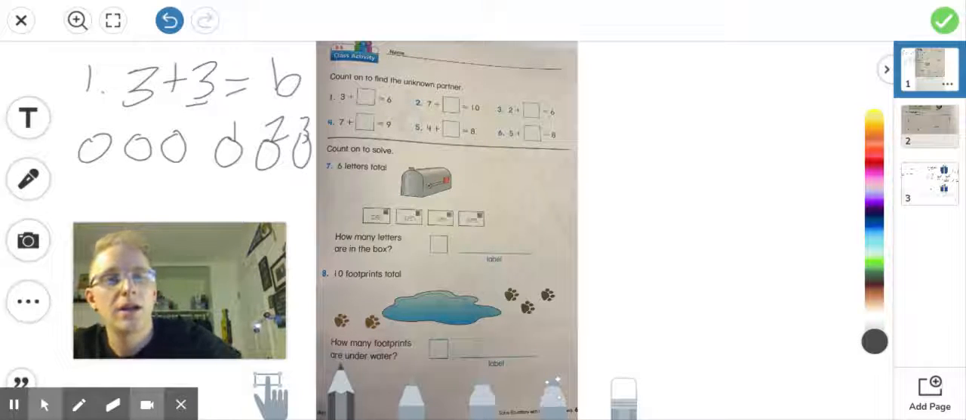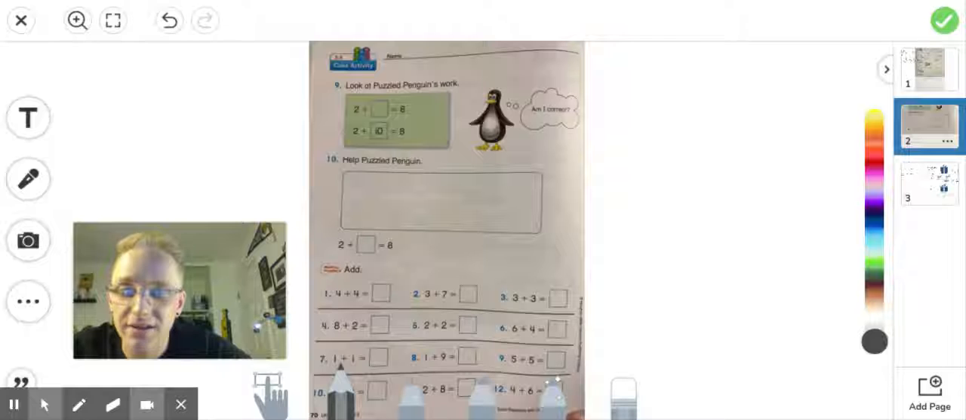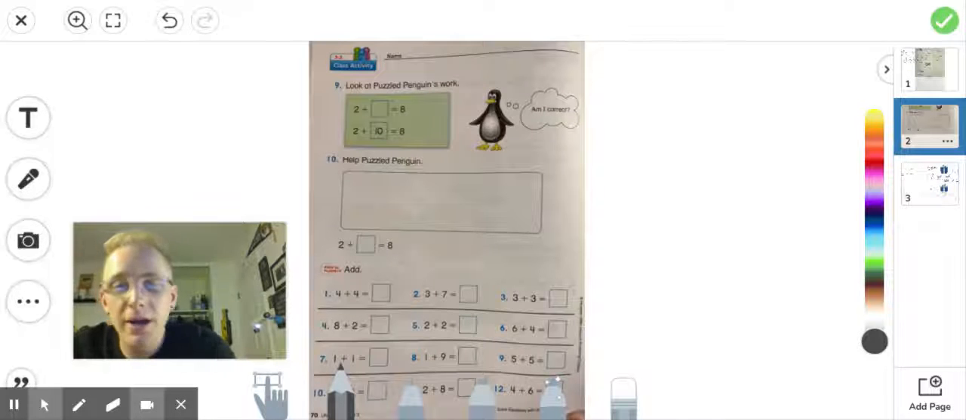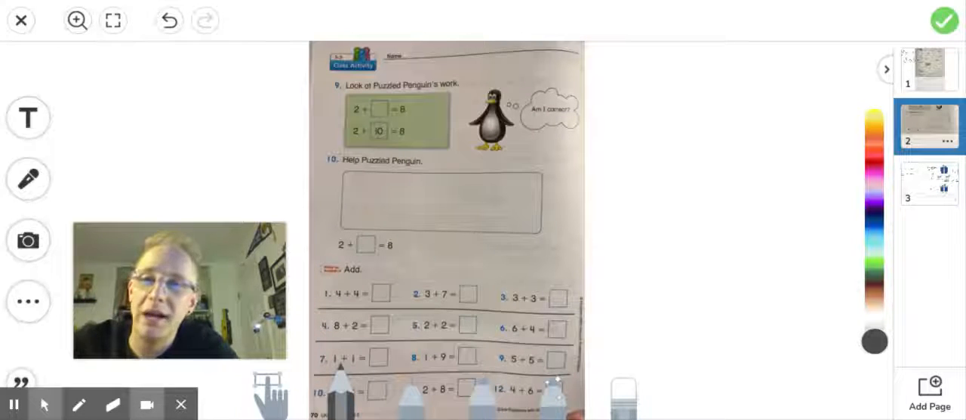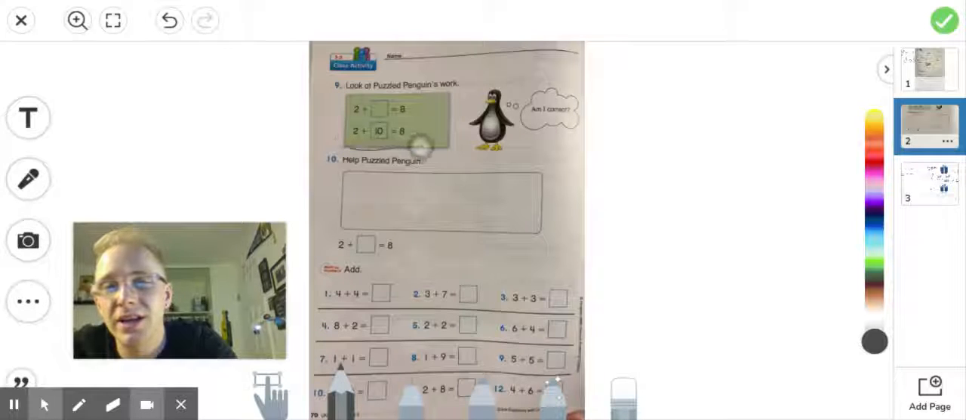All right. Now, I want to draw our attention specifically here to number 9 and 10. Okay. Puzzle Penguin is here, and Puzzle Penguin worked on some math, and he did an okay job, but his answer is wrong. And I need you to look at his answer. Puzzle Penguin says that 2 plus blank equals 8. Well, he says that that blank is 10. He says that 2 plus 10 equals 8. But I don't think that's right.